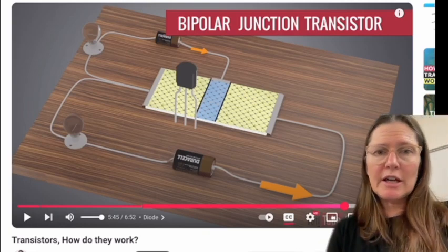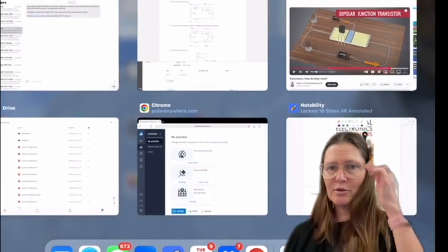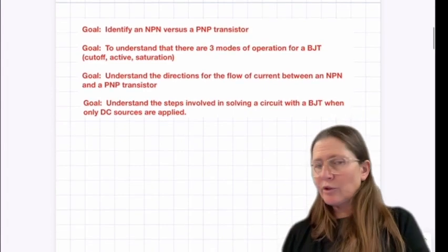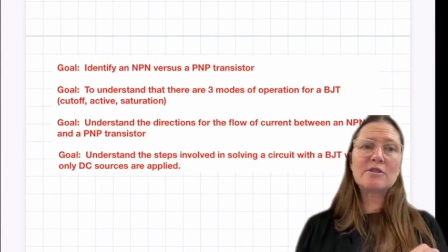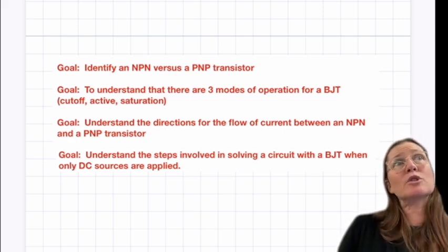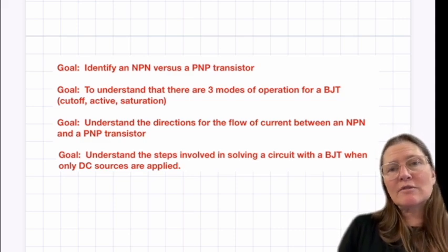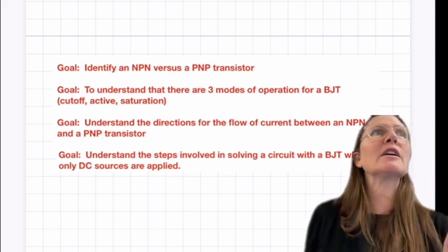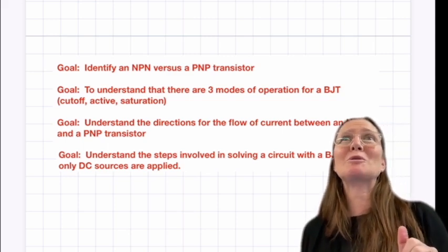And then we're going to look at this in the form of an actual element. So goals today: identify an NPN versus a PNP transistor, understand how this transistor works. There's 3 modes of operation. And then understand the directions of the flow of current. And then understand the steps in solving a circuit that has this transistor in it. So those are our goals that we're going to achieve today.